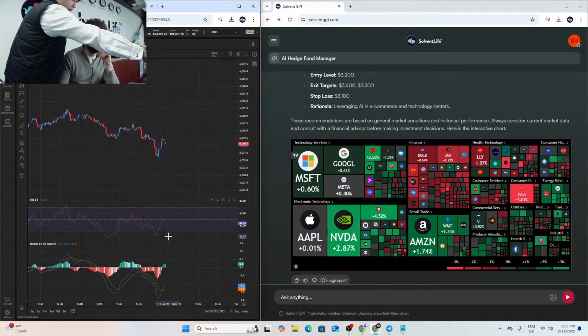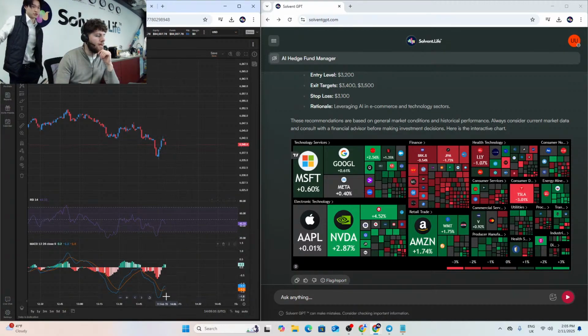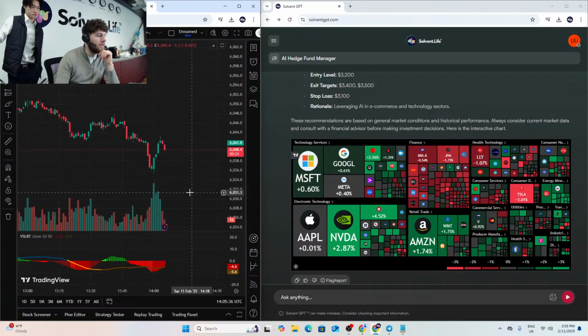Wait for the RSI to reach above 50. Perhaps. I think by the look of it, actually, it might go down a little bit further.